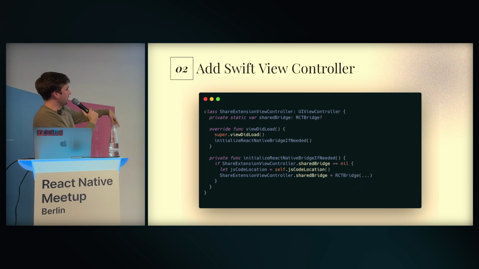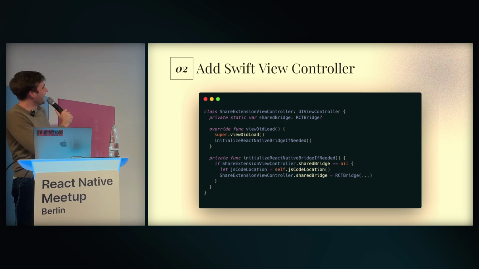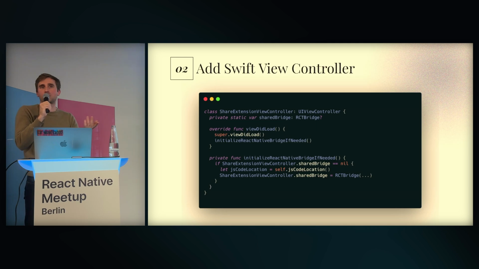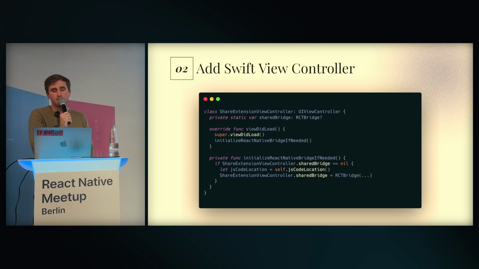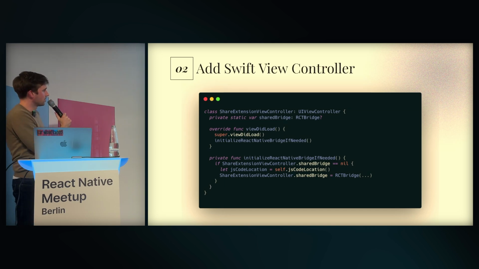And again, I only took out the parts that were interesting. The biggest gotcha for me here was to use a shared bridge. I'm not a Swift developer, so ChatGPT and I figured this out together. And the problem was that every time you would open the share extension, a new React Native bridge would be created. And that was kind of counterintuitive for me. I thought this would be something that React Native itself kind of does on its own, but turns out you have to take care of this yourself to not blow up your memory, because share extensions have a memory limit of 100 megabytes. So this was pretty important to keep in control.